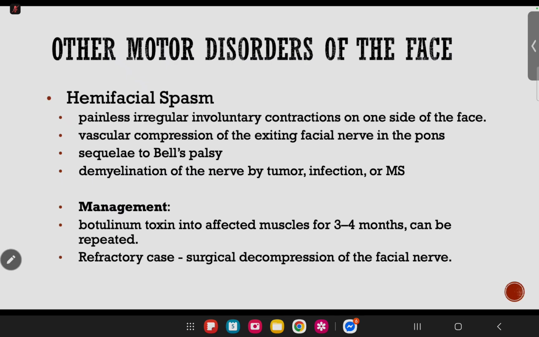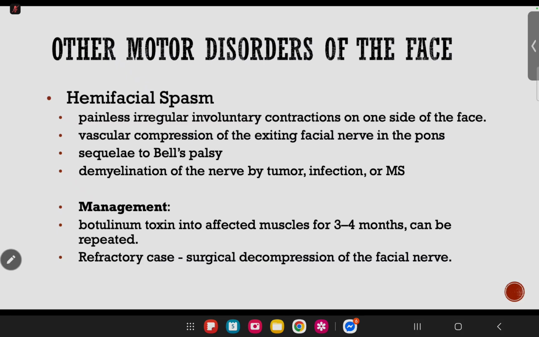So, other motor disorders of the face. If the peripheral facial paralysis has existed for some time and the recovery of motor function is incomplete, a continuous diffuse contraction of the facial muscle appears, and facial spasm initiated by movements of the face may develop, called hemifacial spasm. This is a painless, irregular, involuntary contraction on one side of the face.